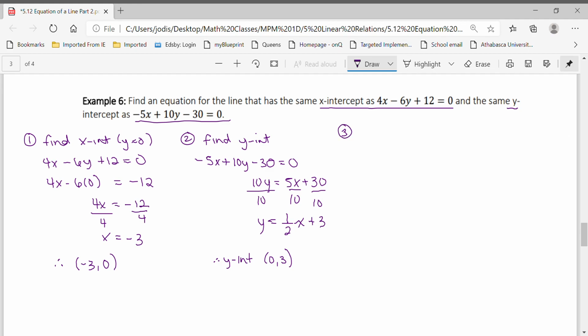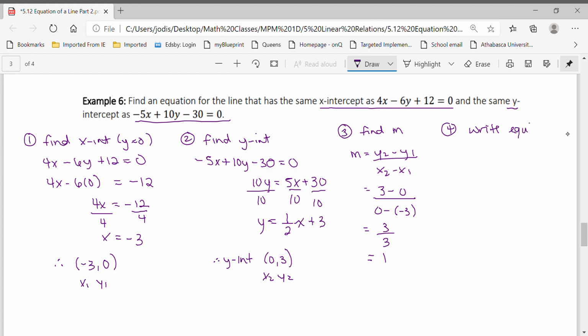So in order to do that, I need to find my slope. And I can do that because I have these 2 points now. So this is going to be my x1, y1, and this is going to be my x2, y2. So I've got 3 minus 0 over 0 minus negative 3. So 3 over 3. So my slope is 1, which is nice and easy. So lastly, I want to write my equation because I have my slope and I have my y-intercept. So my slope is just 1, so we can just write x because we don't need to write the 1. And my y-intercept was 3, so it's just y equals x plus 3.